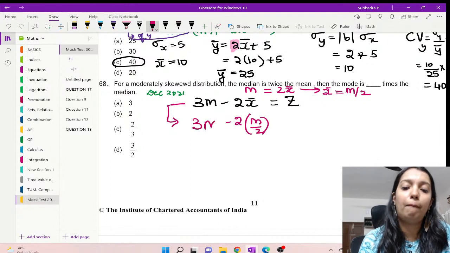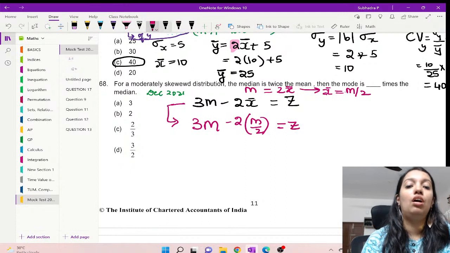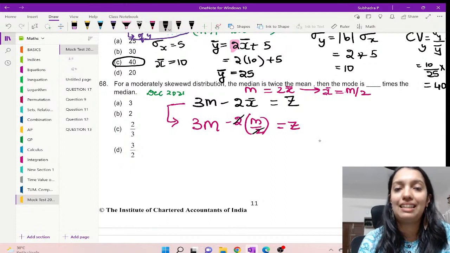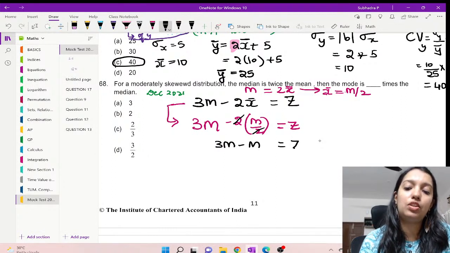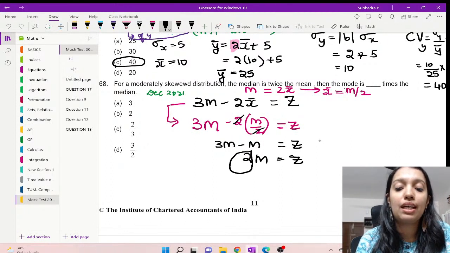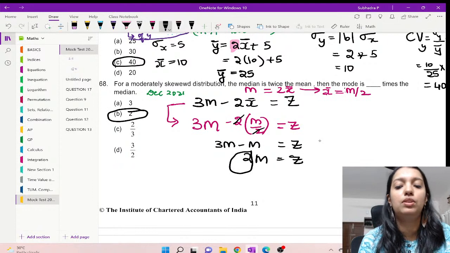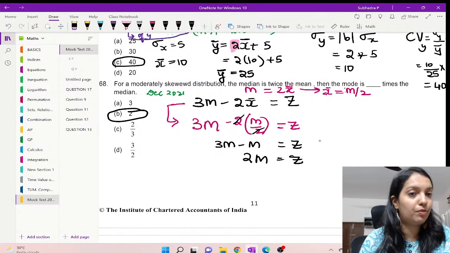So 3m minus 2 of m by 2 is equal to z. What will happen? 2 and 2 will get cancelled. So you have 3m minus m is equal to z. So this is 2m is equal to z. What have they asked? Mode is dash times median, 2 times median. So this is the answer. Hope this is clear to everyone.